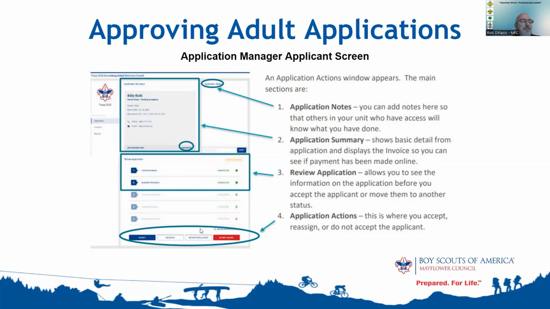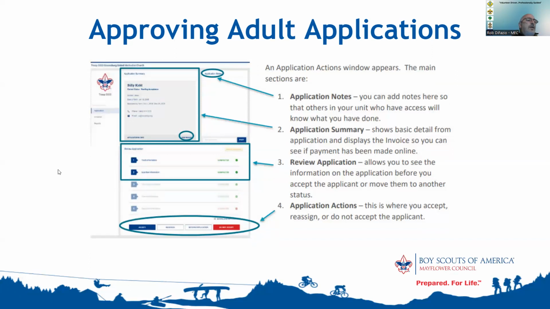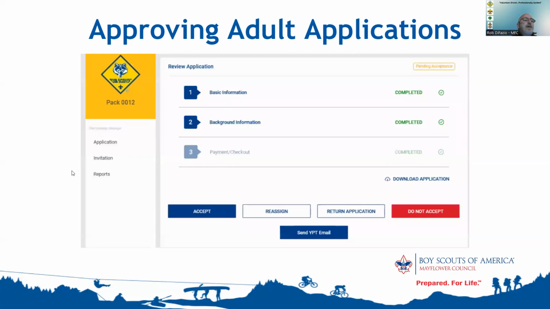And down the bottom, what we have are the buttons for which you're going to do certain actions. And we're going to spotlight those a little bit more right here. So with an application, especially an adult application, you've got some buttons down here that you can do some things with. And I want to go through them one by one. You have accept, you have reassign, you have return application, you have do not accept, and you have send YPT email. And I'm going to start with that one.